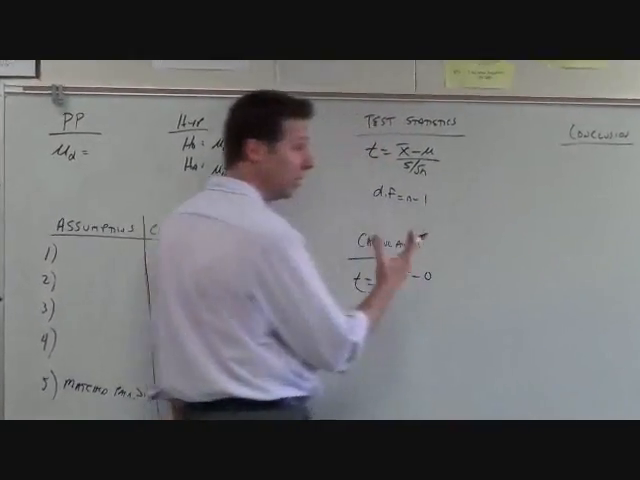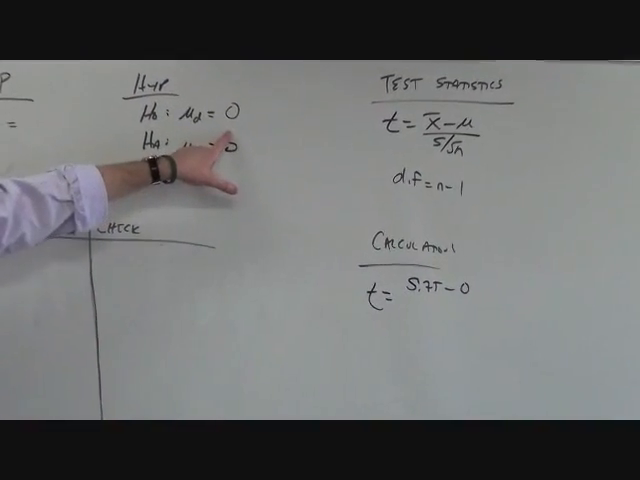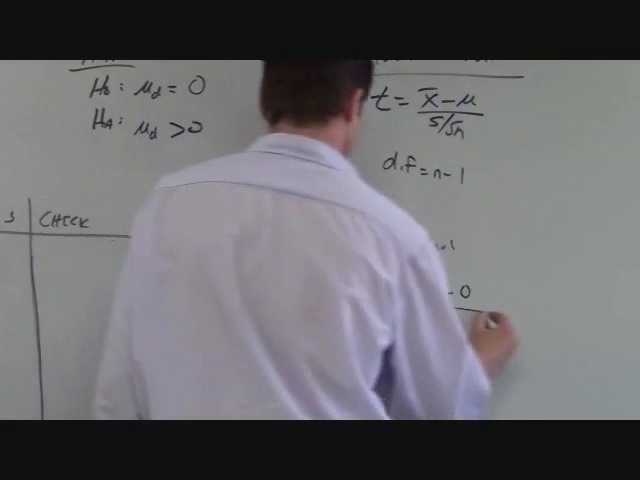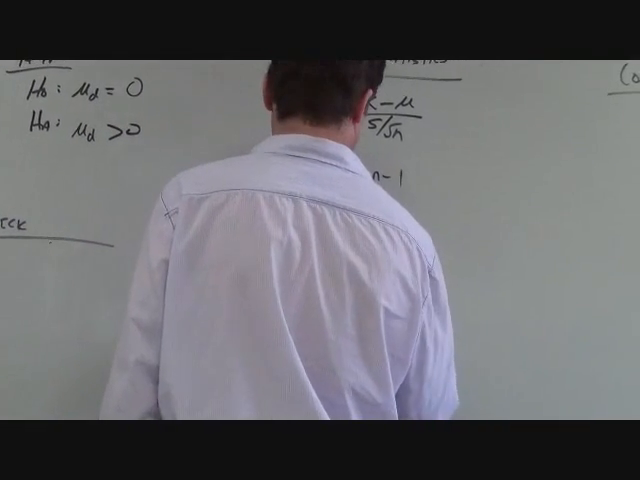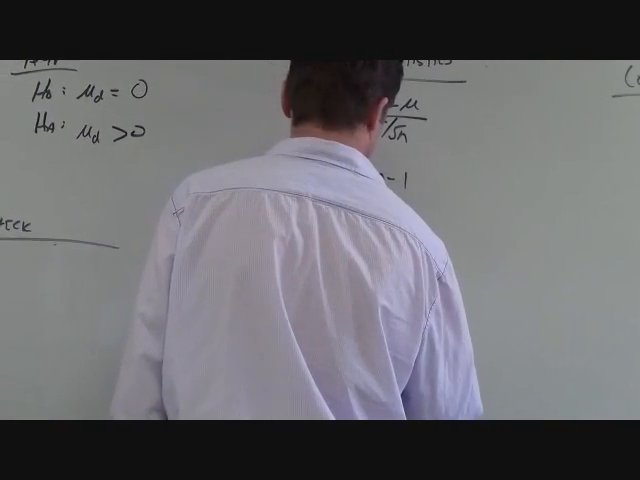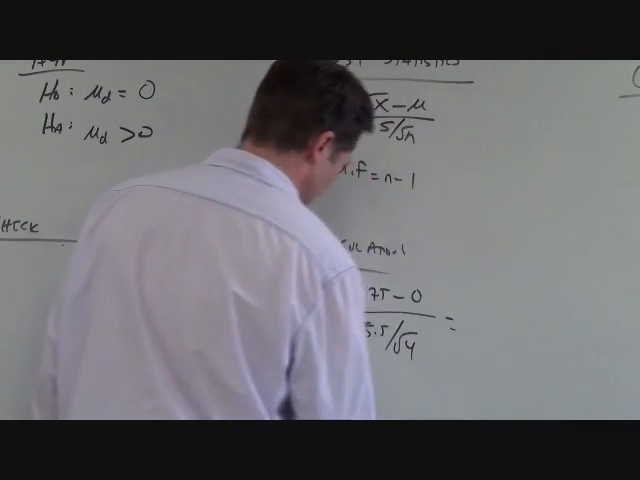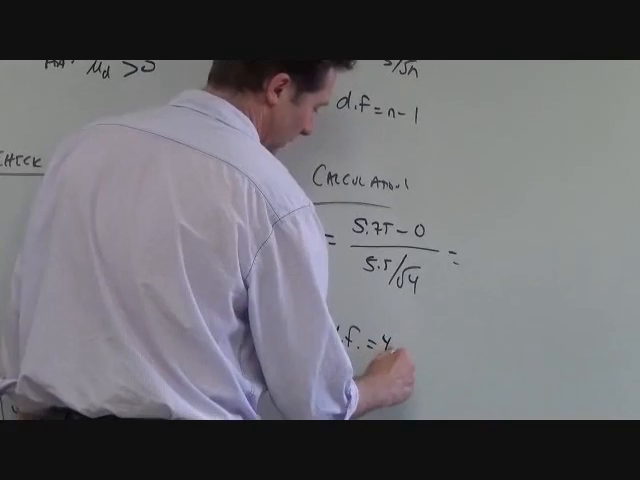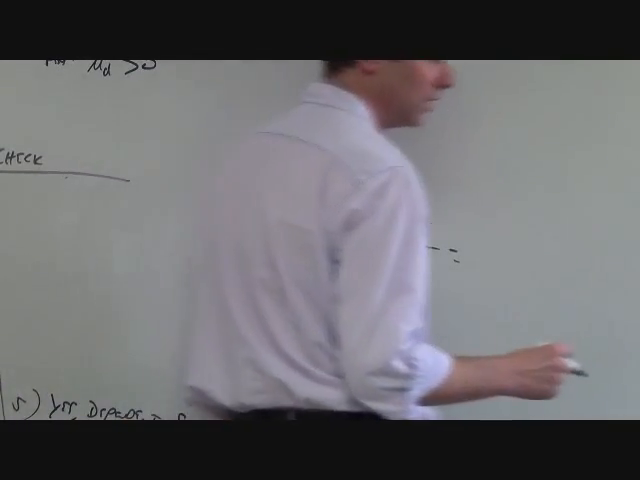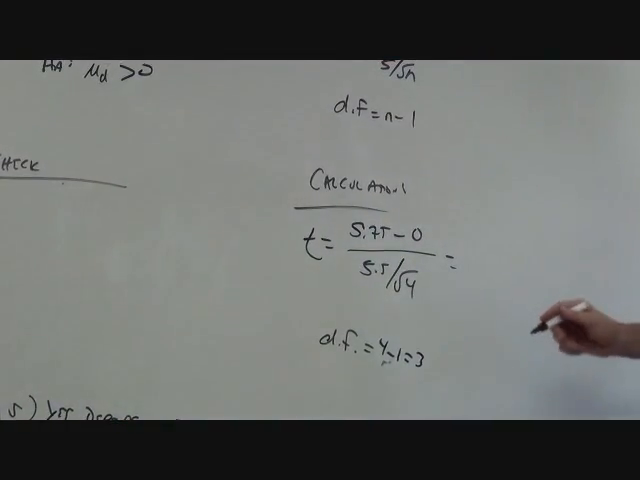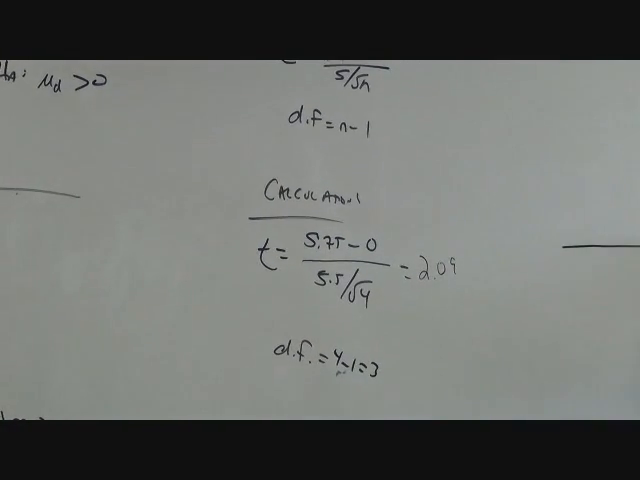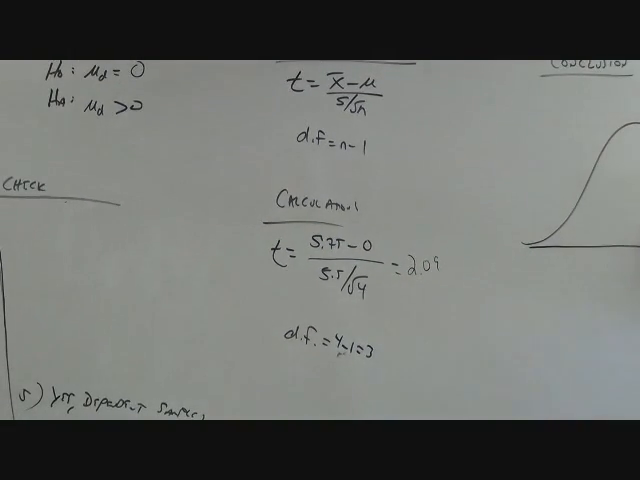5.75 minus 0, right? We're assuming that the real mean is 0. 2.5 divided by the square root of 4. Our degrees of freedom for this problem is 4 minus 1, or 3. What do we got for a t-score here? 2.09. 2.09. Now what's our picture look like?